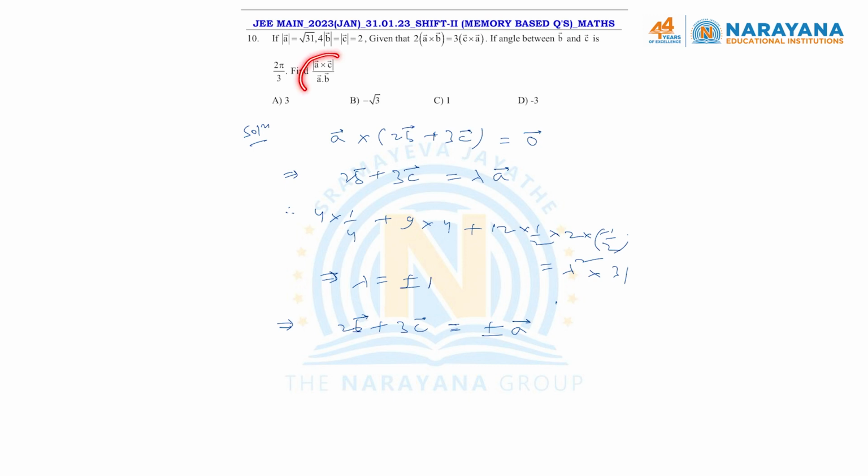Now we need to find a cross c magnitude divided by a dot b. So if a cross c has been given in terms of a cross b, basically this is the problem of finding a cross c. Magnitude is nothing but 2/3 of a cross b magnitude divided by a dot b, because a cross c can be written in terms of a cross b. So basically the angle between a and b is required.